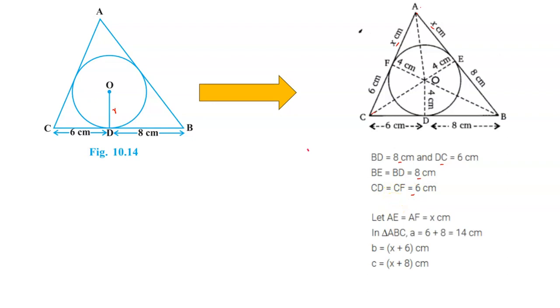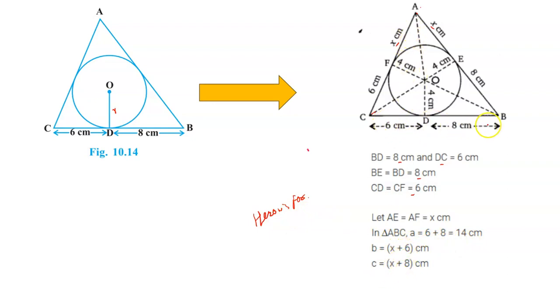Now, next part, if I assume this as x as usual, what will be the sides of ABC? Now let's consider this triangle ABC. A will be 6 plus 8. Why? We will be using a formula. Which formula are we expecting? It is Heron's formula. So to find the area on the basis of Heron's formula, I'm taking a as 6 plus 8, 14, b as x plus 6 and c as x plus 8.